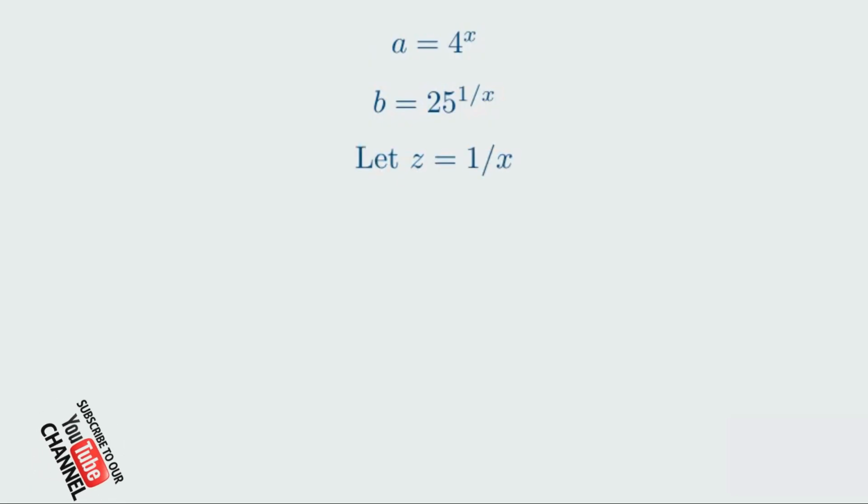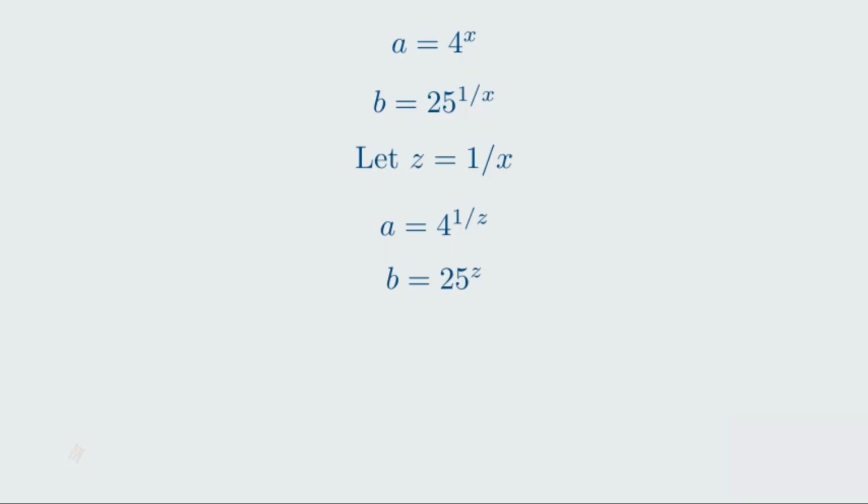Okay, let's take a fresh look at the problem, learning from our previous attempts. The key lies in finding a single constraint that connects a and b. Here are our definitions for a and b. a equals 4 to the x, and b equals 25 to the 1 over x. Notice the exponents x and 1 over x are reciprocals. This is the crucial insight. Let's introduce a new variable. Let's say z equals 1 over x, then x equals 1 over z. Substituting these into our definitions, we get a equals 4 to the 1 over z, and b equals 25 to the z. Now, let's find a way to eliminate z.